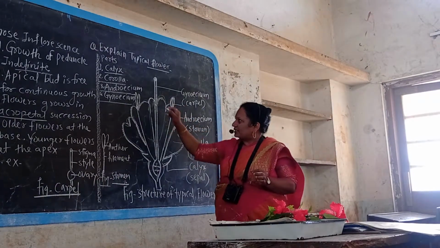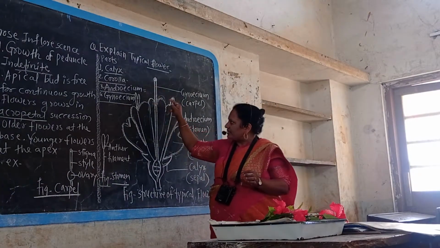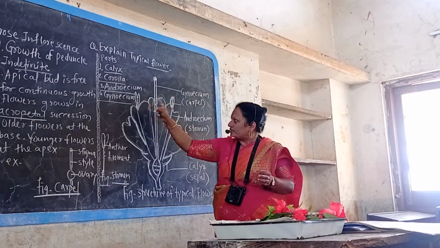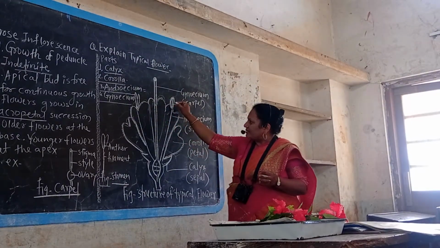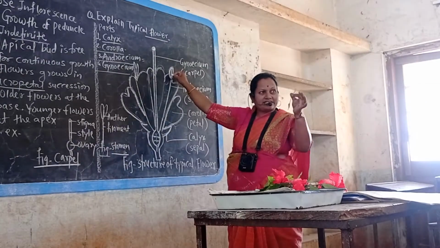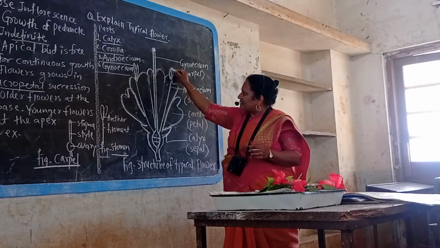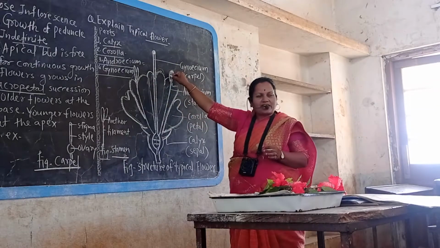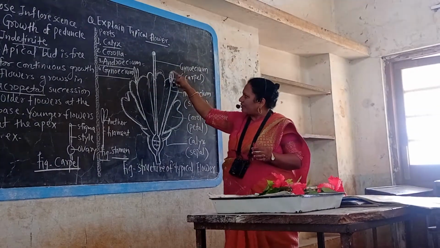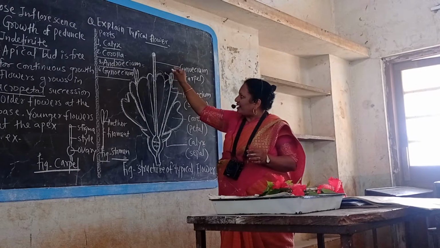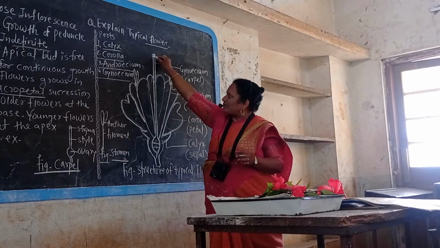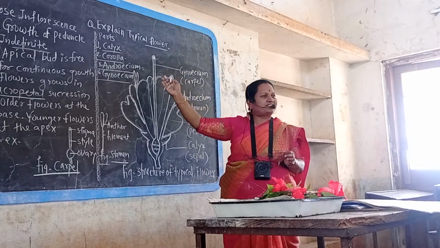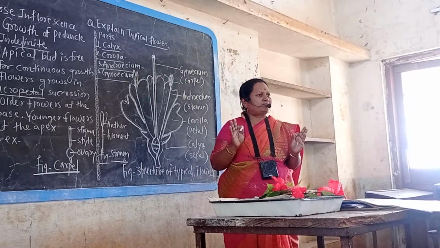Male reproductive structure, that is called androecium. It consists of many stamens or some stamens. Here 2 stamens are there. In some flowers many stamens are there, like hibiscus. Each stamen consists of anther and filament. Anther produces pollen grain, and pollen grain after maturity is released, and they are transported to the stigma of the same flower or another flower by the agencies. That process is called pollination, परागीभवन.